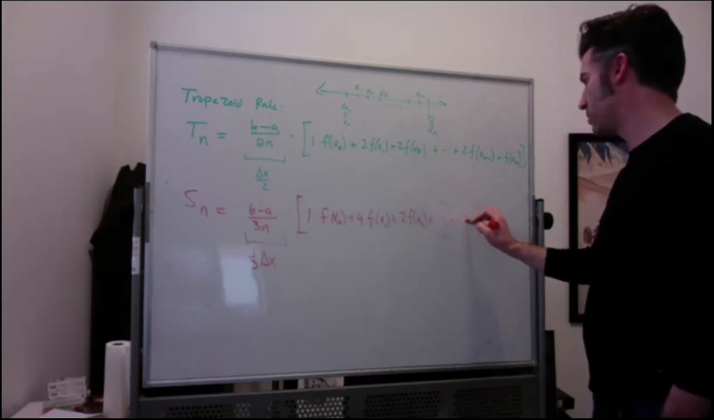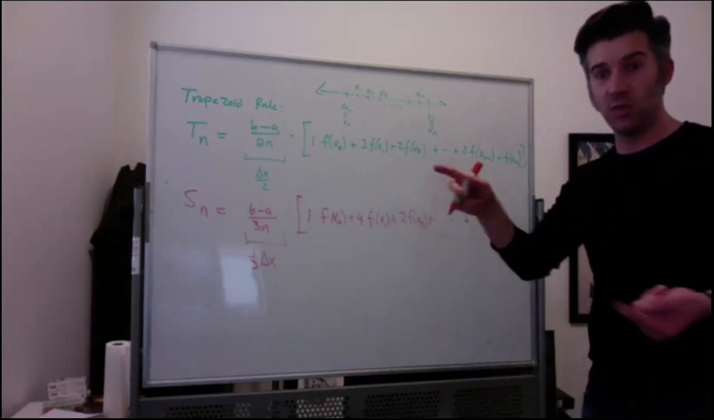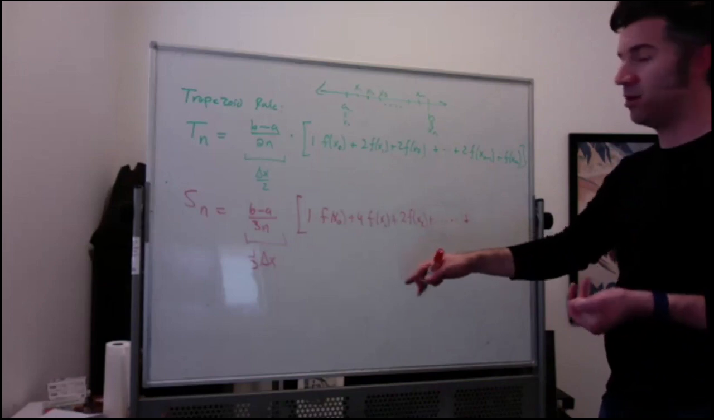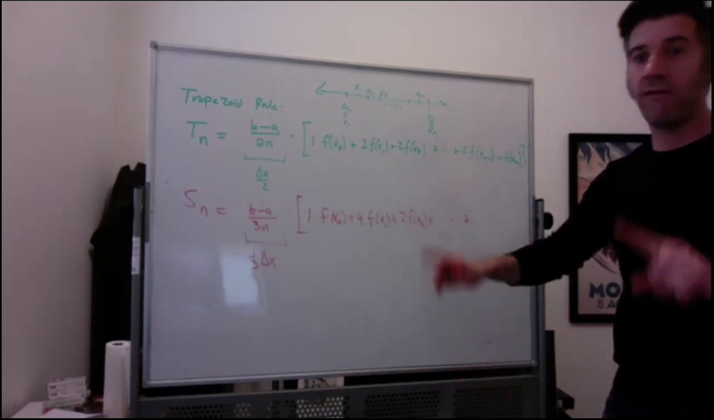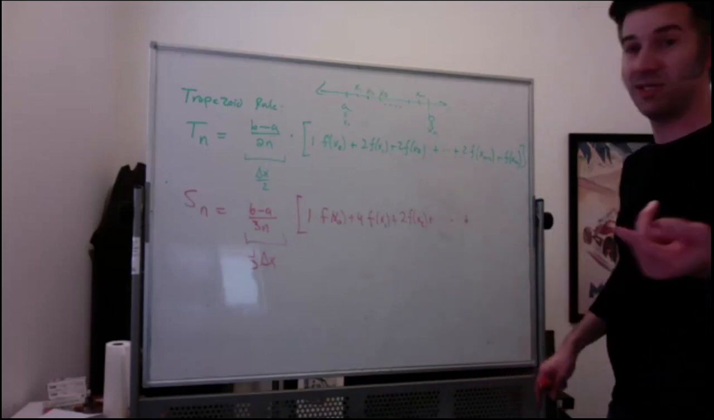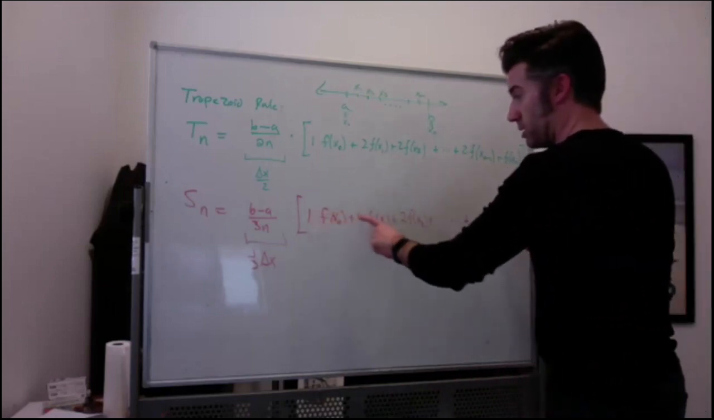And then all the way to, it has to end with a 2, 4, 1. So it's 1, 4, 2, 4, 2, 4, 2, 4, 2, 4, 2, 4, 2, 4, 2, 4, 2, 4, 2, 4, 2, 4, 2, 4, 1. So there's symmetry. The 1s are always next to the 4s.